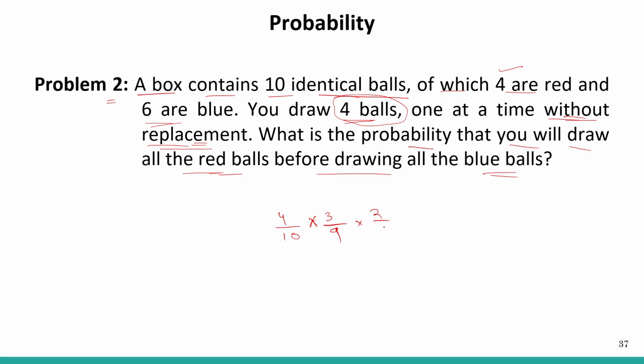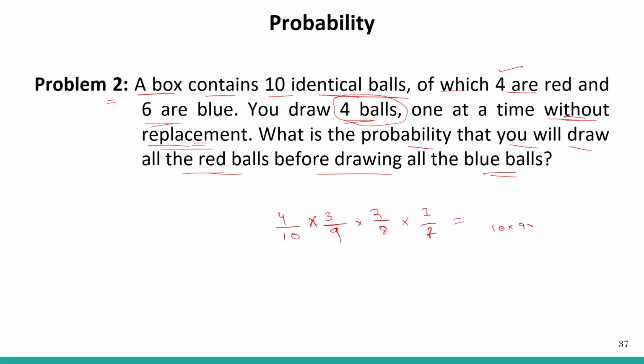So it will be 8, and then it will be 1 by 7. Why? Because the number of balls remaining is actually 7, out of which I'll pick a red ball, that is actually only one is present there because already 3 red balls are picked up. So it will be actually equal to what?